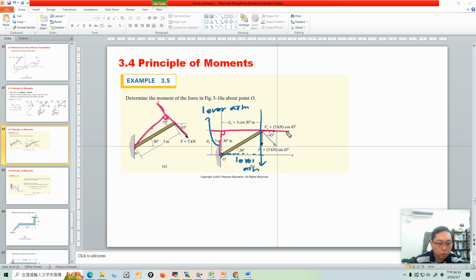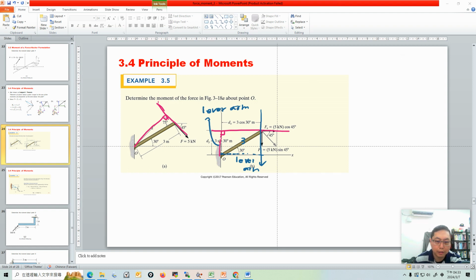This also is a lever arm. So for this force, the lever arm is here, 3 times sine 30 degrees, and for this force, 5 times sine 45 degrees, the lever arm is here. It gives you this length. The length here I think is 3, so it's 3 cosine 30 degrees, in meters. Just decompose the force and find the lever arm. That's all.